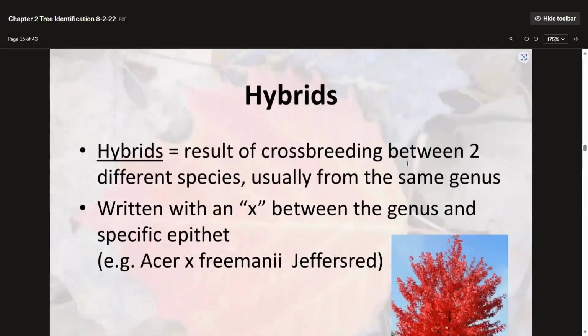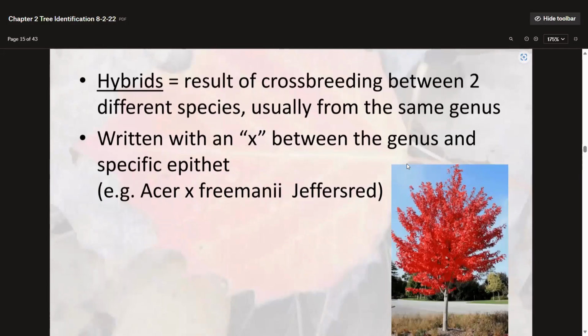Hybrids. Hybrids occur. Hybrids are the result of crossbreeding between two different species, usually from the same genus. Okay? They're written with an X between the genus and the specific epithet, like Acer x freemanii 'Jeffersred'. And that is a cross between that freemanii and the Acer. And that gives you that beautiful Jeffersred tree, right? So that's what it ends up looking like. But it's actually a cross between two.